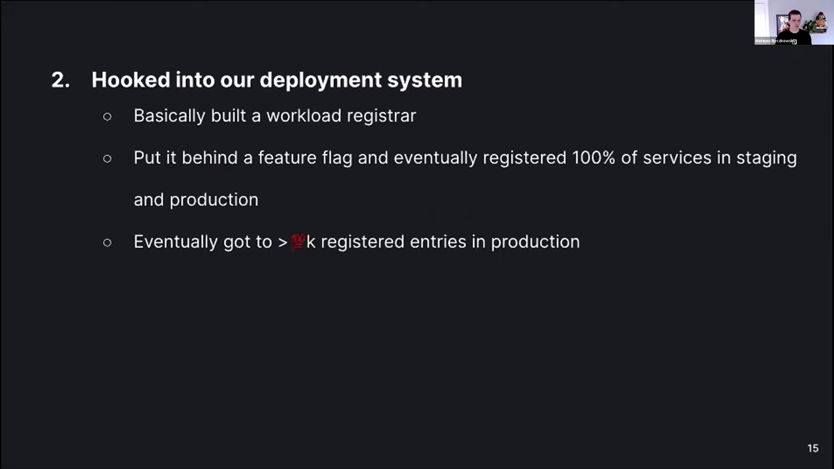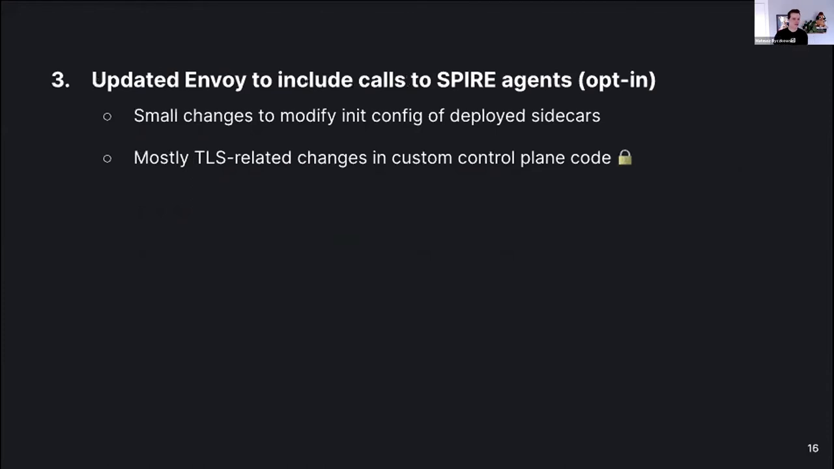Then we got to the point where we had over 100,000 entries and we could rotate certificates, play with configs, and see how SPIRE performs and does the rotations. None of those identities were used by production workloads yet, but we could already see a great deal of information from that.